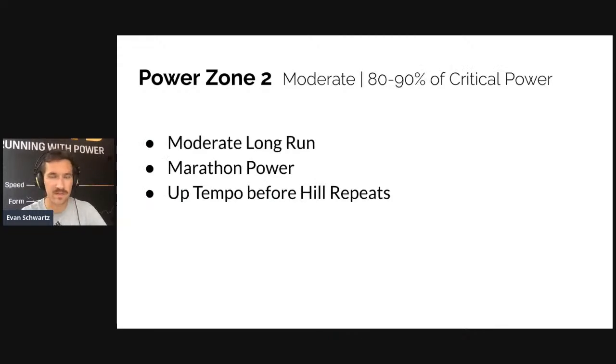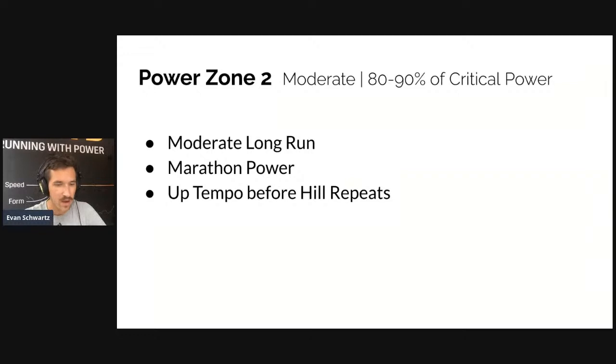Power zone 2, this is the moderate zone. It's between 80 to 90% of your critical power. You can think of things like moderate long runs, introducing some more marathon power workouts, an up tempo before hill repeats. I talked about some different workout examples a couple webinar episodes ago.